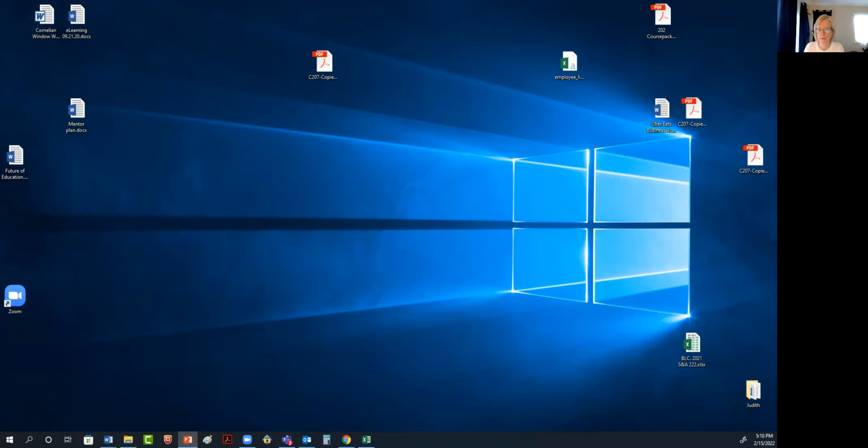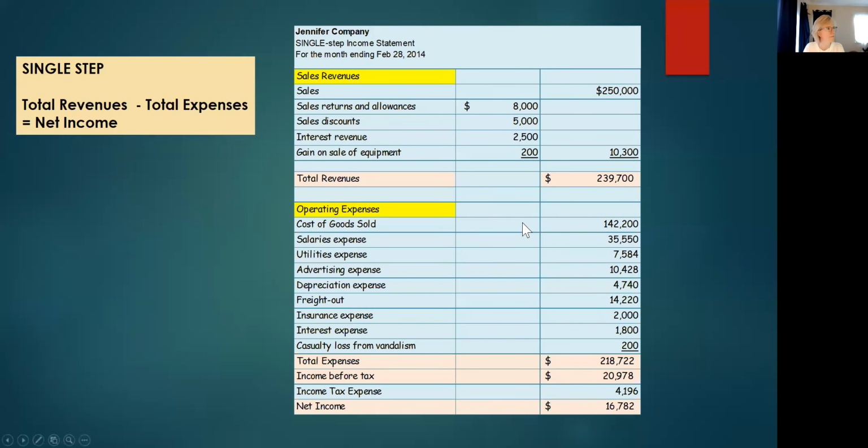All right, let's look at that. Okay. So multi-step income statement. This is a single step income statement. Single step would be we bunch all the revenue at the top, and then we bunch all the expenses in the middle, and we subtract the total expenses from the total revenue, and we get income before tax. Minus the tax expense is net income.